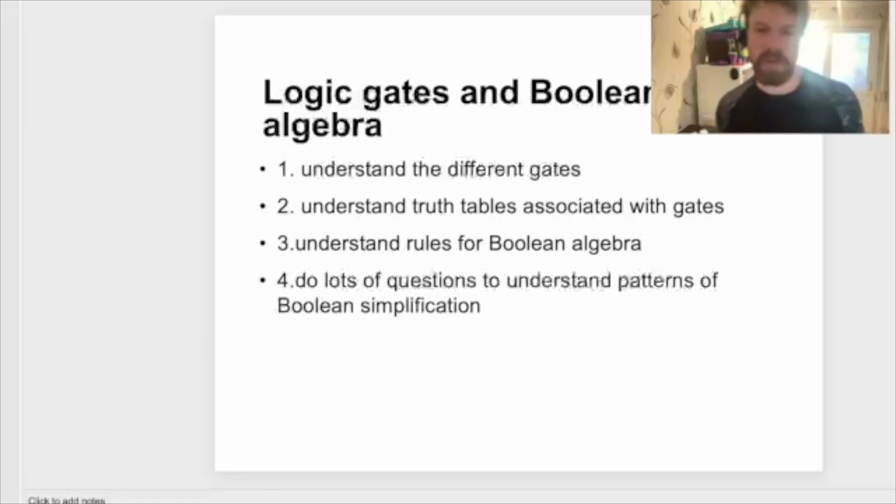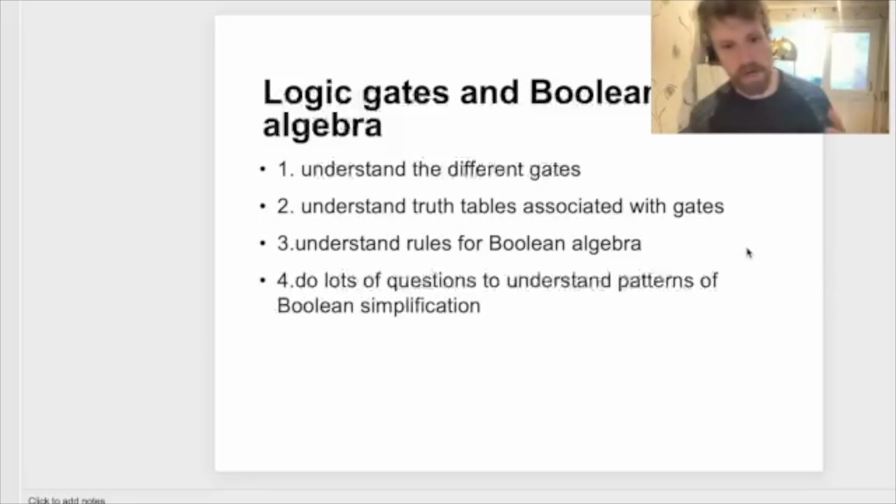Now, one of the areas which is really challenging is logic gates and Boolean algebra. We need to make sure that you understand what the different gates are that you need to know for your exam. We also need to understand the truth tables associated with these gates, and then the hard part, the different rules to do with our Boolean algebra, and also how to actually apply this so that we get Boolean simplification. So we're going to go through these steps. I'm going to try and do it as quickly as possible to make this as efficient as possible for you. So let's go for it.